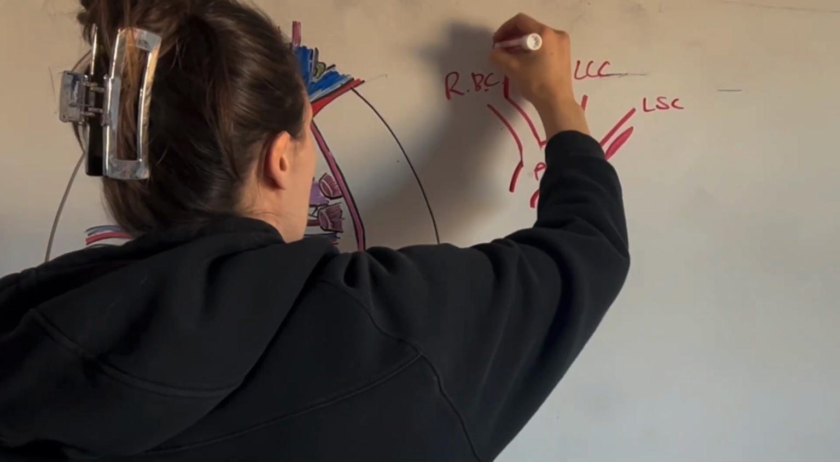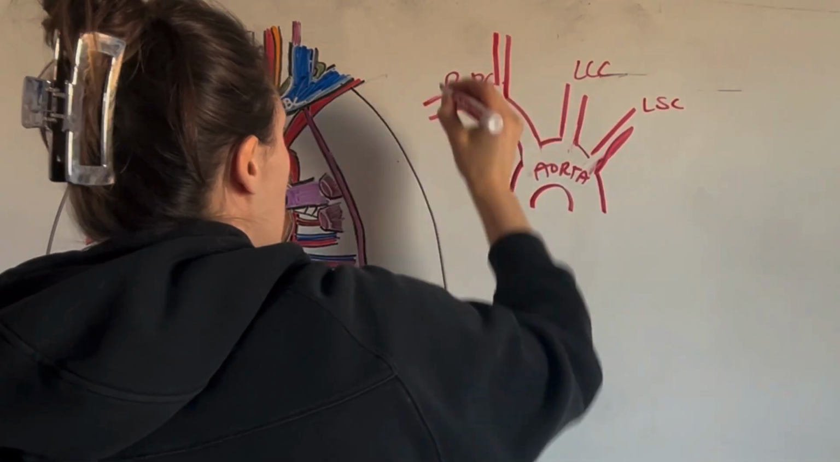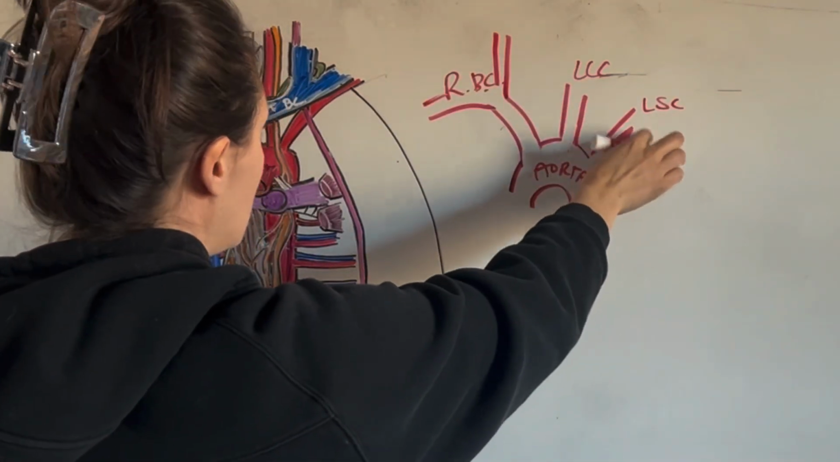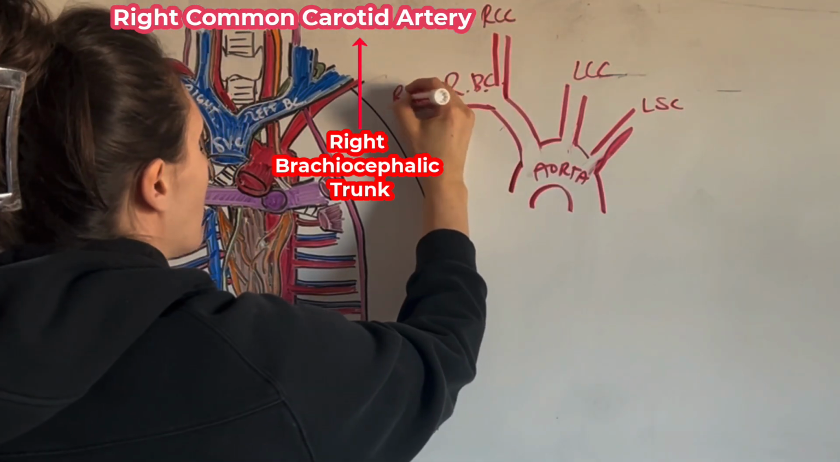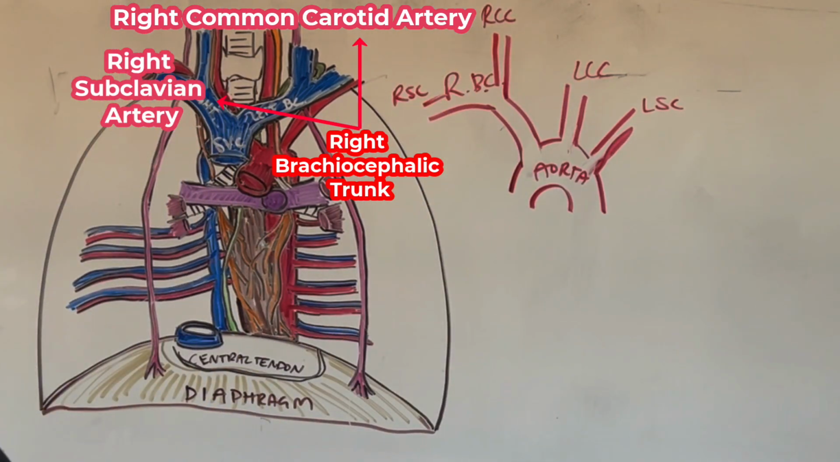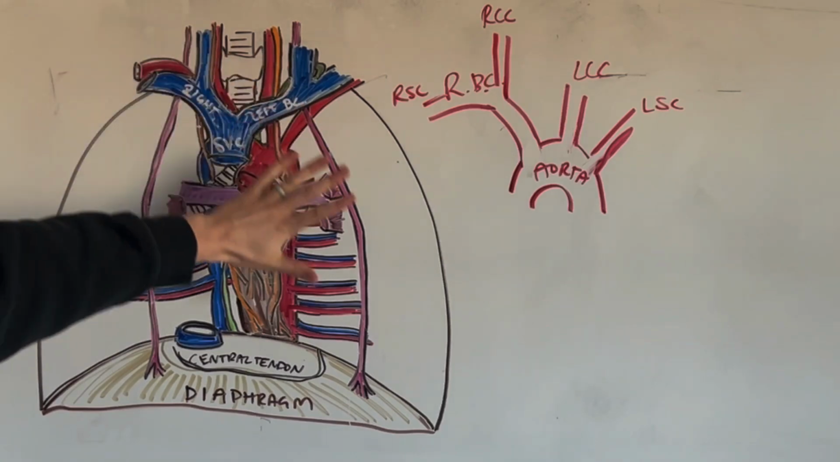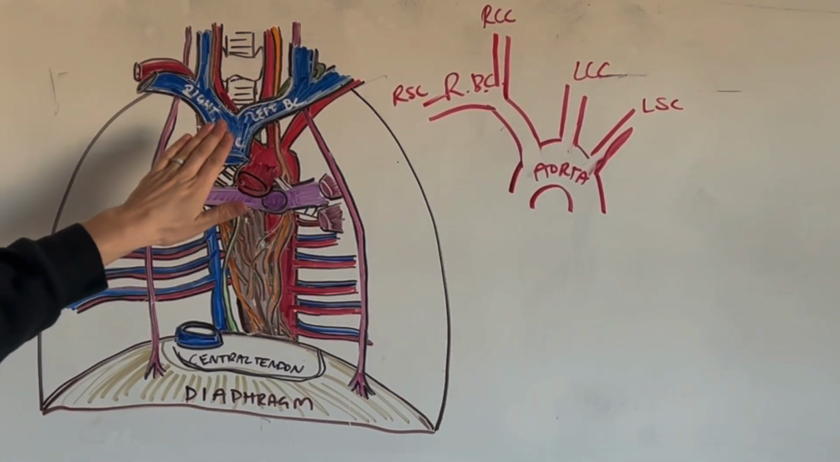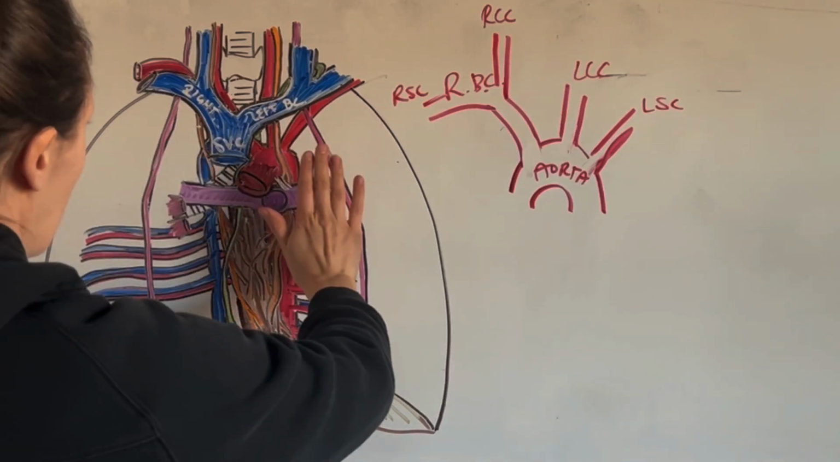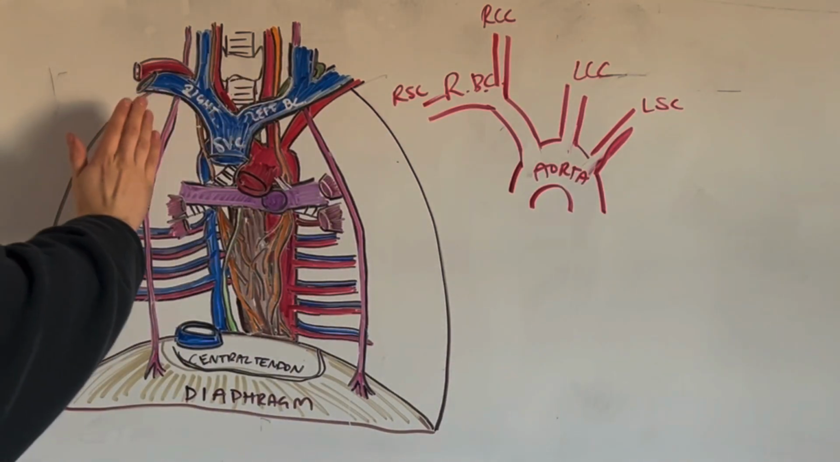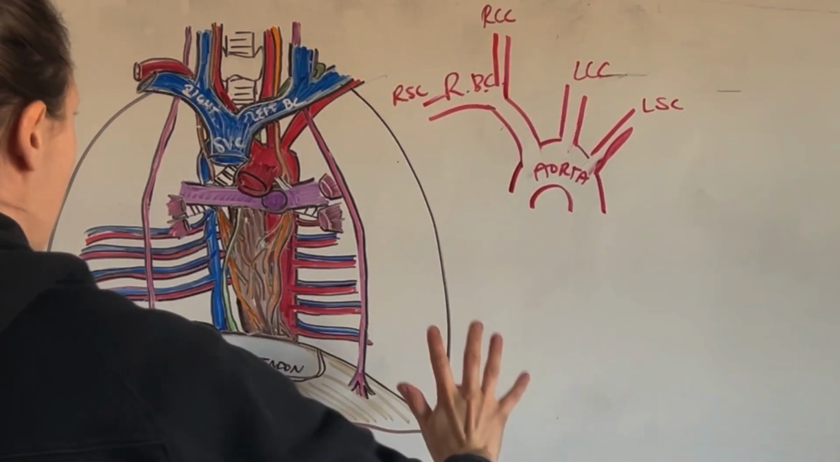We need to know that my right brachiocephalic does branch into the same things as these on this side. So I have a right common carotid, goes up into the neck. I have a right subclavian that goes off into the upper limb. We're seeing that here it is just covered up by our SVC and our brachiocephalic vein. So aorta is more left-sided, SVC is more right-sided. So that's why they're kind of overlapping each other.